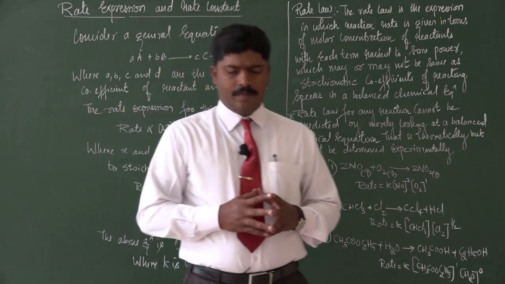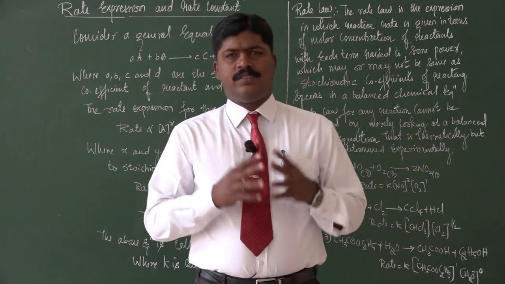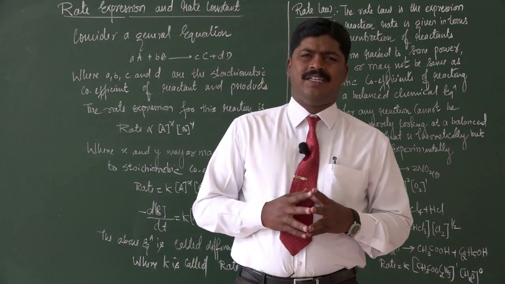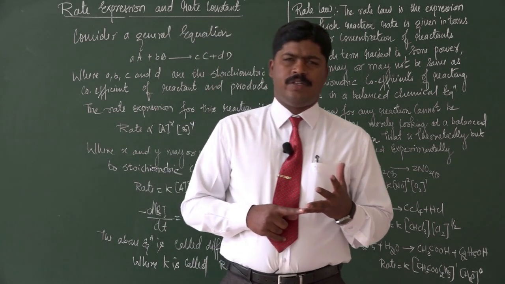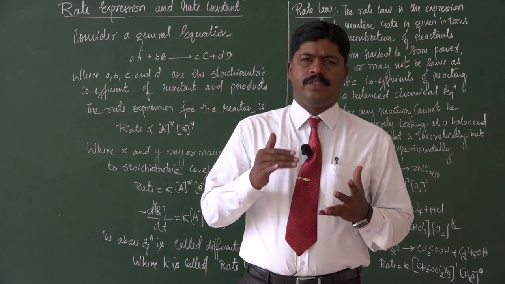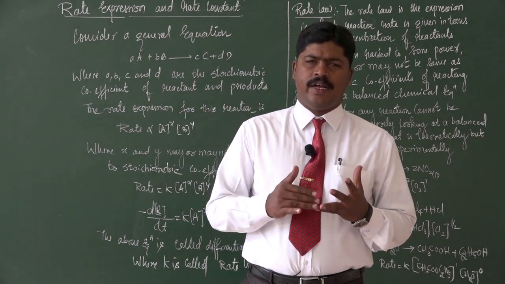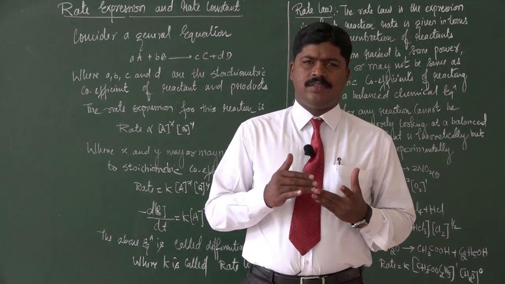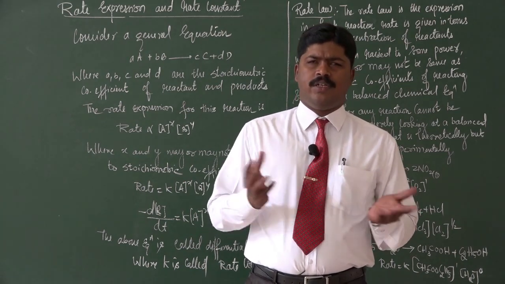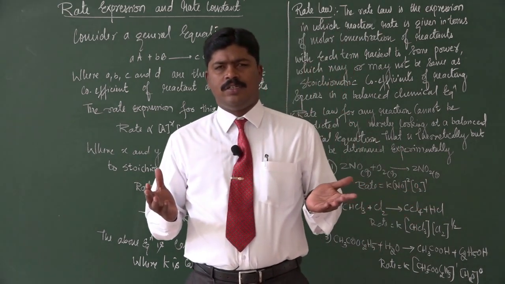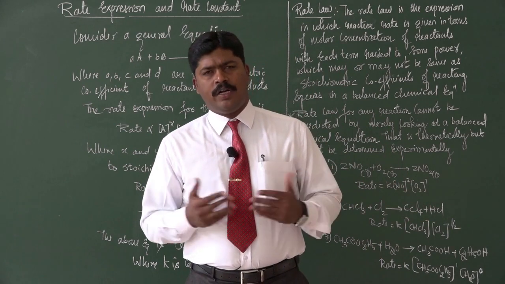In the first session, I explained what chemical kinetics is, and gave the definition. It's a branch of chemistry which deals with three factors: rate of reaction, mechanism, and factors affecting the rate of reaction. From there I shifted and said, what is rate of reaction? It is the change in concentration of a reactant or product with respect to time.